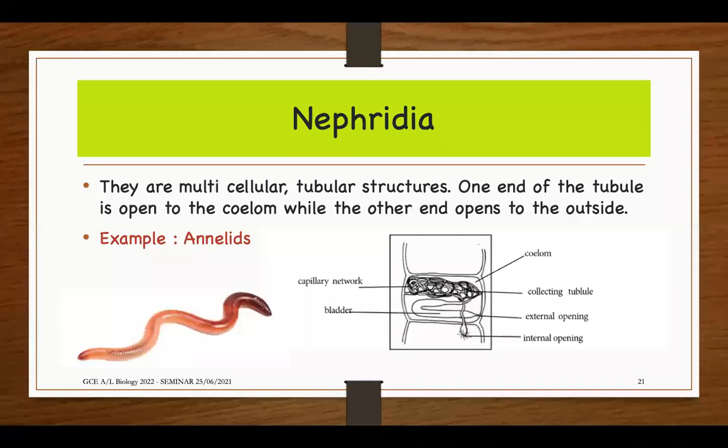So in annelids, slow down. I will go through this once again as a short note before I go to the next part. The ones who have nephridia, like annelids, are multicellular tubular structures. One end of the tubule opens to the coelom, and there is an internal opening and an external opening. One opens to the coelom, and the other opens to the outside, right? After completing the excretory structures, I will go from the beginning and summarize everything that I have said.